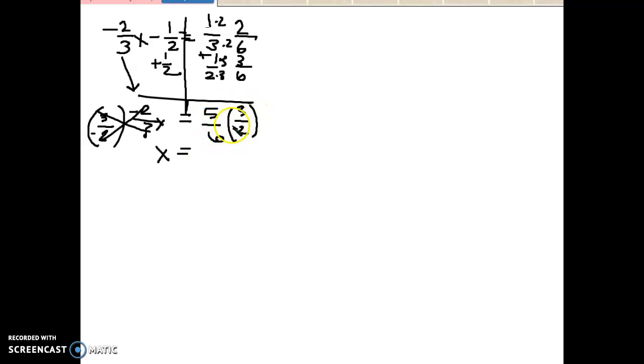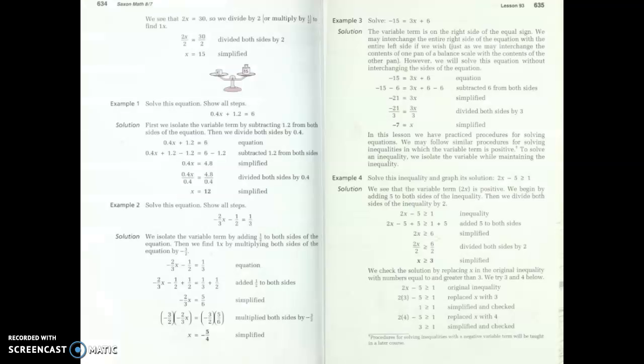Can we reduce within our fraction? Yes, 3 can go into 6 twice. Cross off that 3. And now 5 times 1 is 5. 2 times negative 2 is negative 4. And there's our solution. Let's check it with Mr. Saxon. Oh, bingo, right there. X is equal to negative 4.